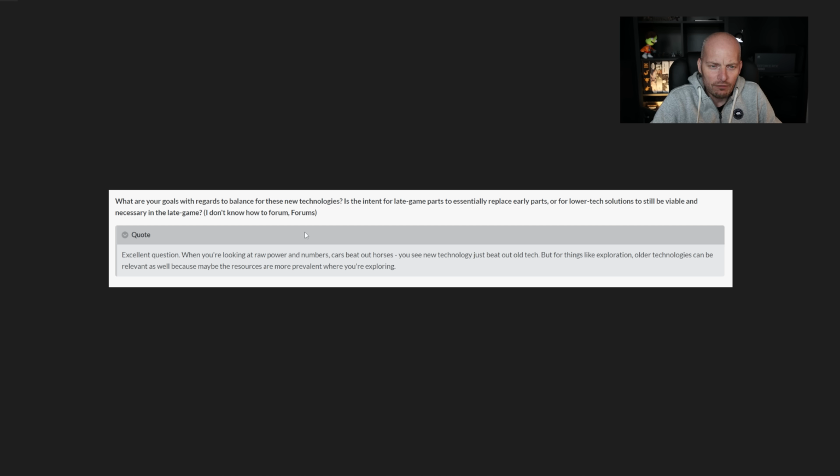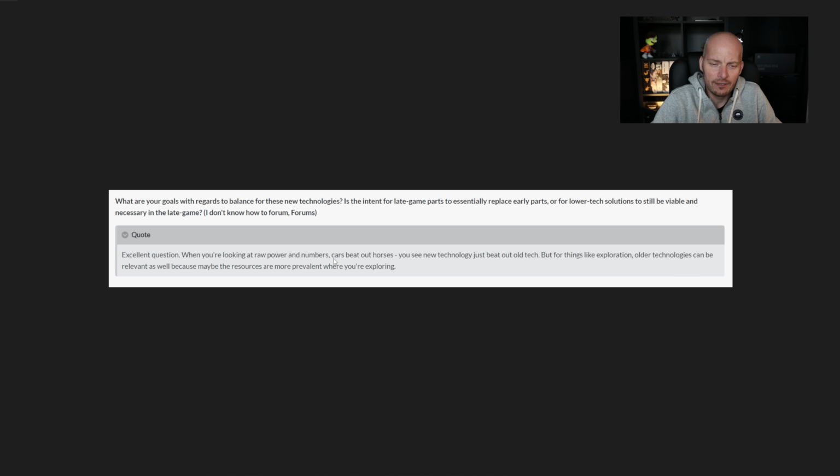What are your goals with regards to balance for these technologies? Is the intent for late game parts to essentially replace early parts, or for lower tech solutions to still be viable and necessary in the late game? So when you're looking at raw power and numbers, cars can beat horses, okay? You see new technology just beat out old technology, a very fair point. But for things like exploration, older technologies can be relevant as well, because maybe the resources are more prevalent where you're exploring.